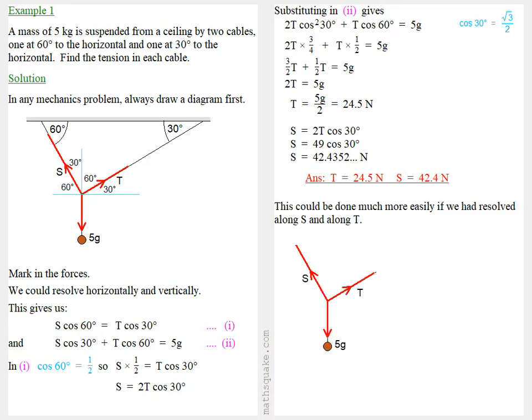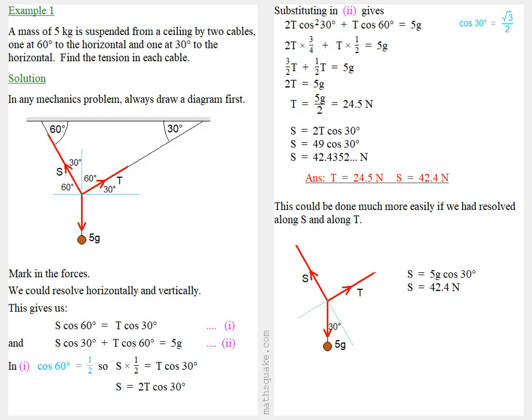Now all of this could have been done much more easily if we'd resolved along S and along T. So if we resolve along the direction of S, we find T is at right angles to it and so it doesn't come into the equation. And the angle between S and the vertical is 30 degrees. So we get S is equal to 5g cos 30. And typing that in a calculator, we get S is 42.4 newtons.